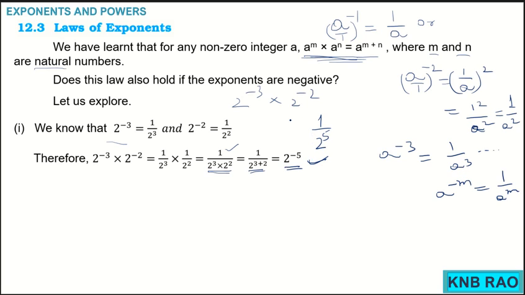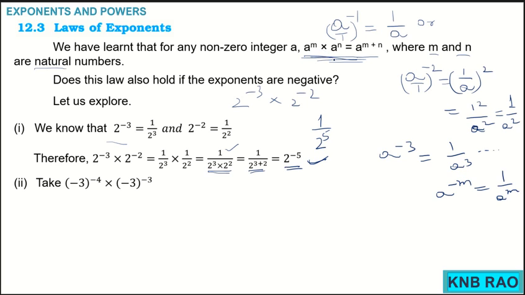Children, very important here: when two exponential numbers with the same base are multiplied, then the same base will be raised to the power of the sum of the powers of the individual multiplicands. Okay. Now let us take another example.